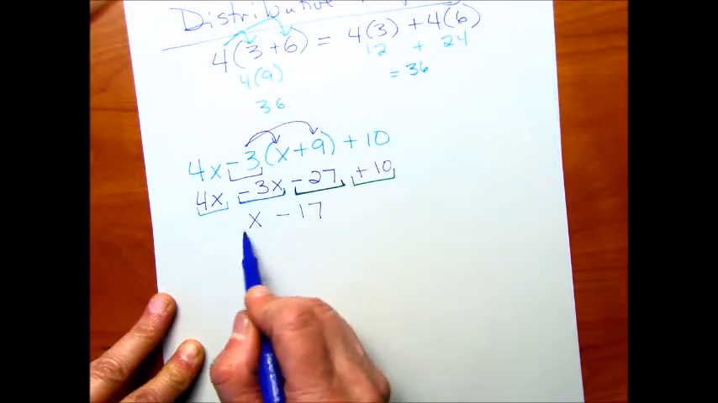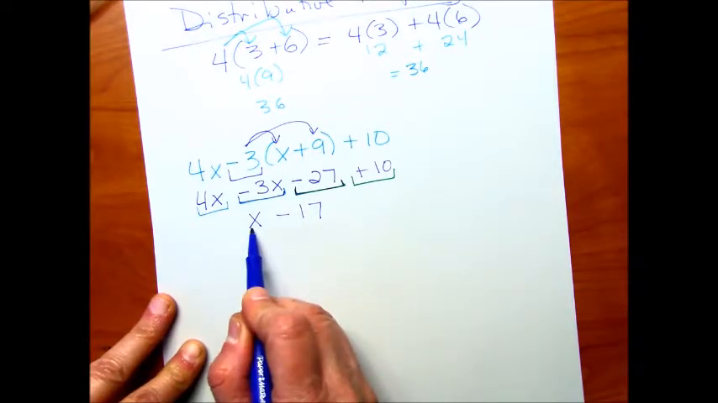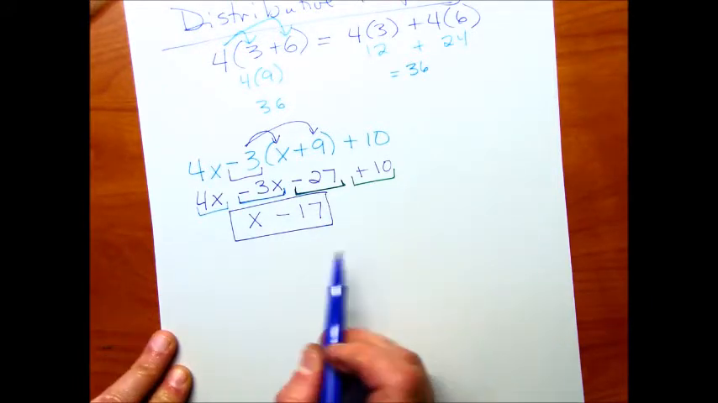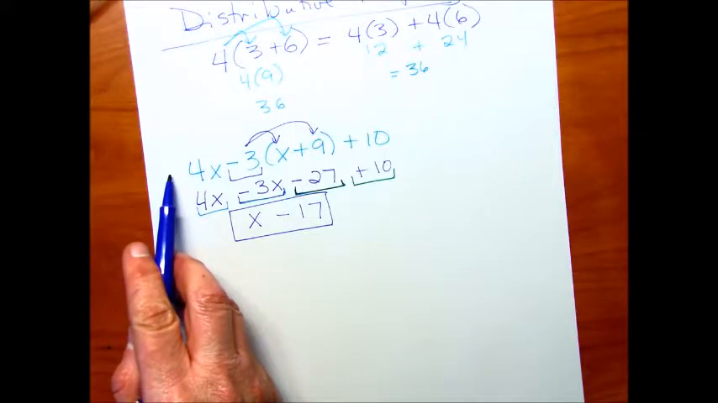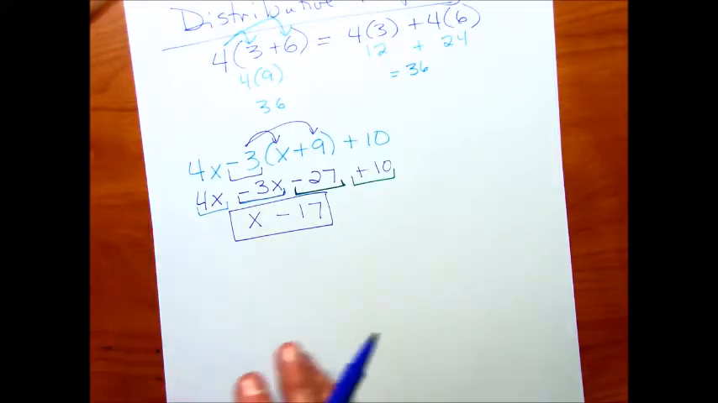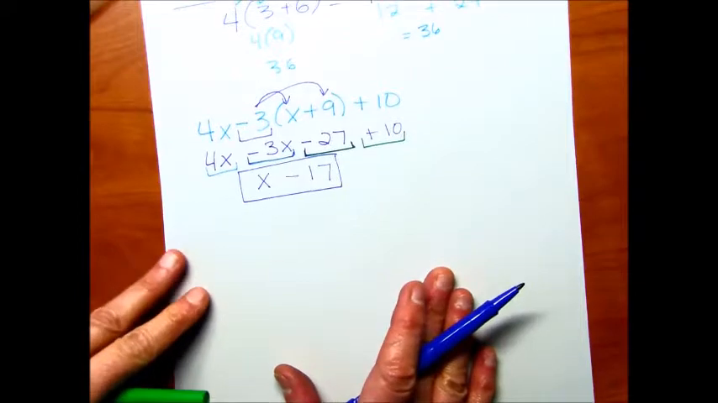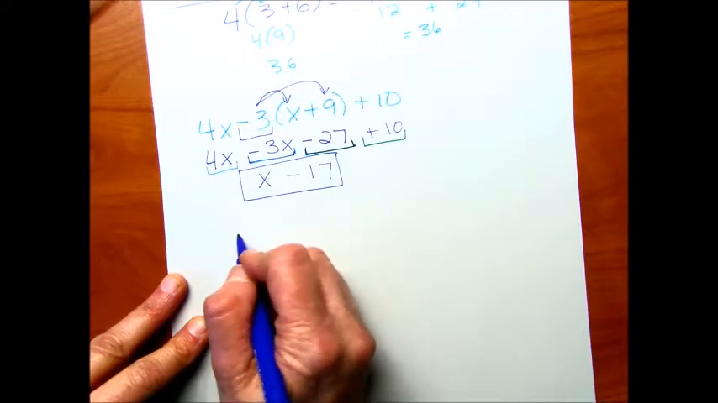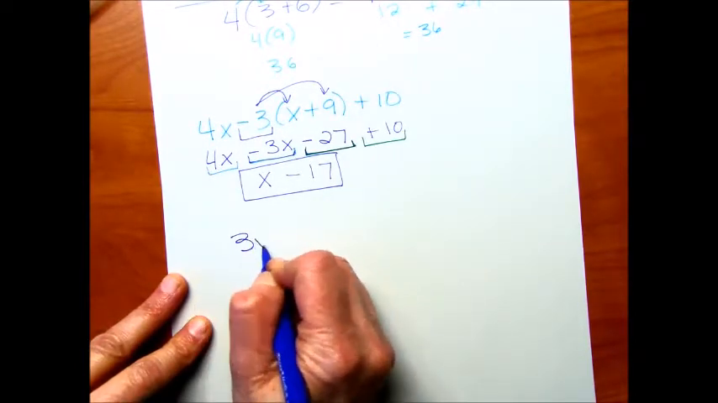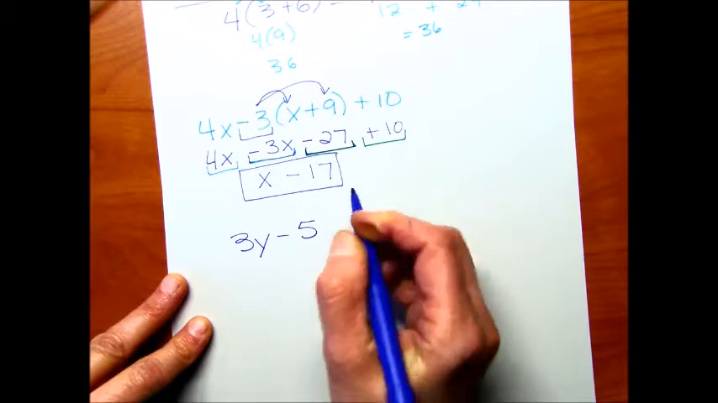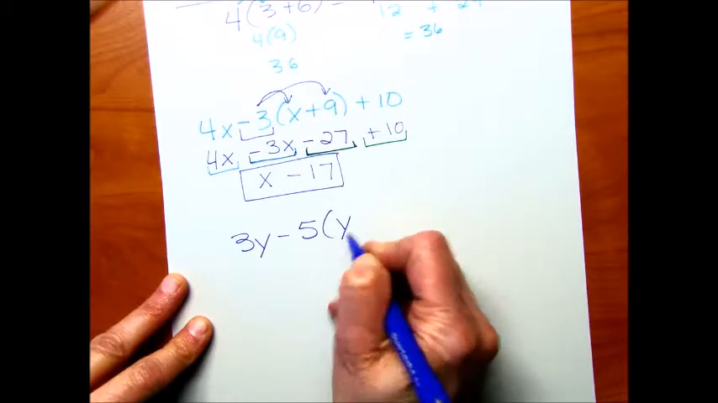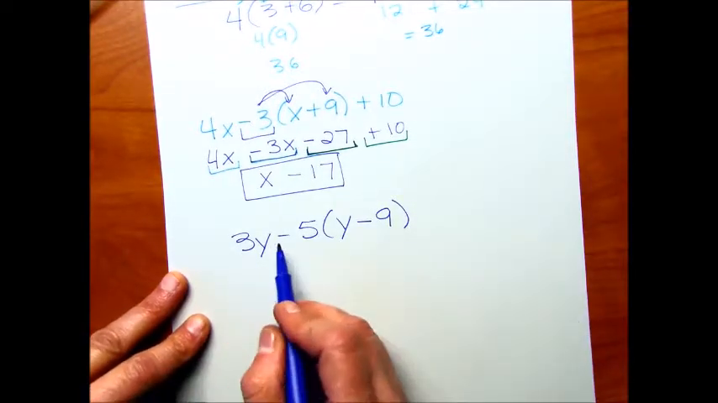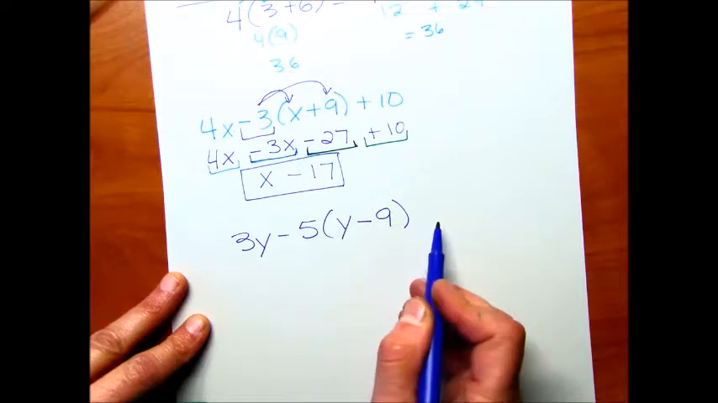Notice I can't combine them anymore because this is a variable, this one doesn't have a variable, so that would be my simplified expression of this much larger expression. Let's look at another one where we're using distributive property. Let's say we have 3y minus 5 times the quantity of y minus 9.